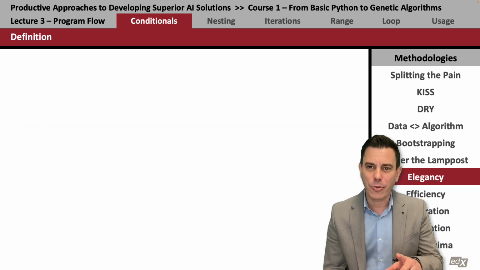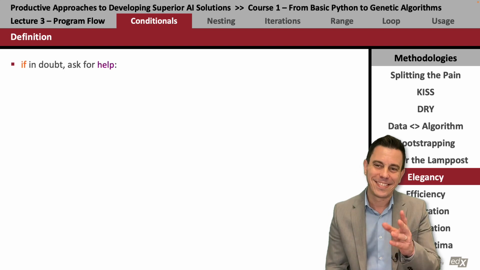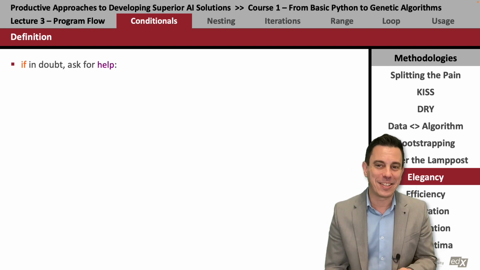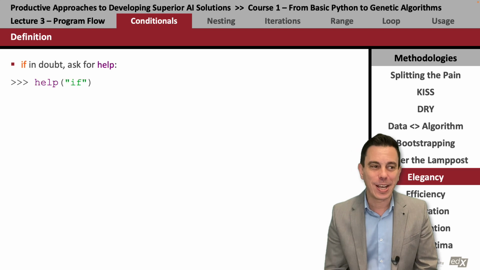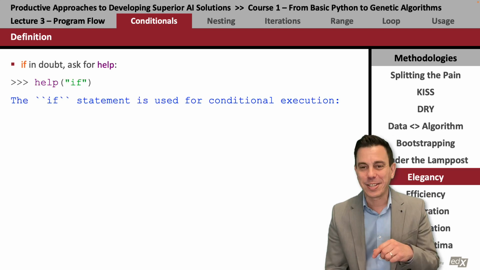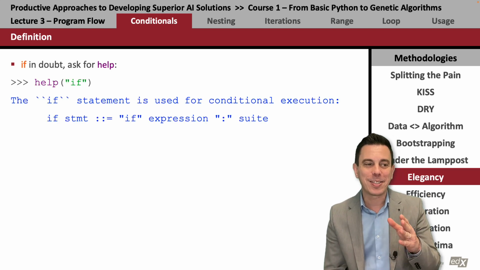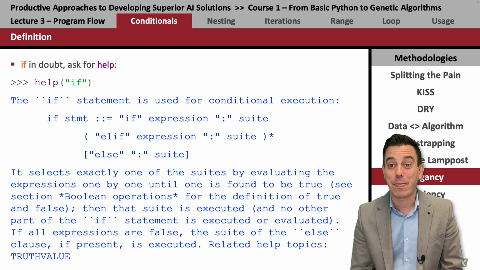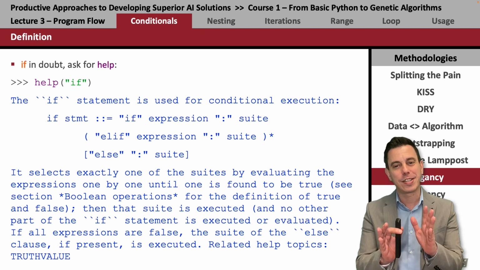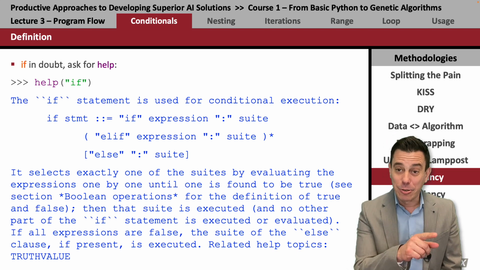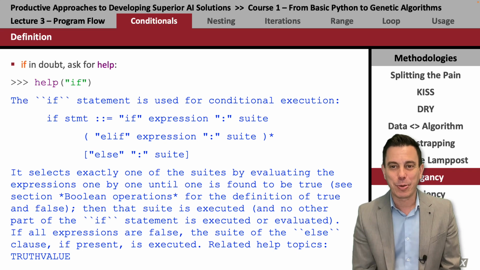Do you want to see something that is not really so elegant? I'm kidding. If in doubt, you can always use help. So this is what you will see. The if statement is used for conditional execution. And then you can see what Python has to say about it. But as we said in the past, it's useful, but it's a bit cryptic.